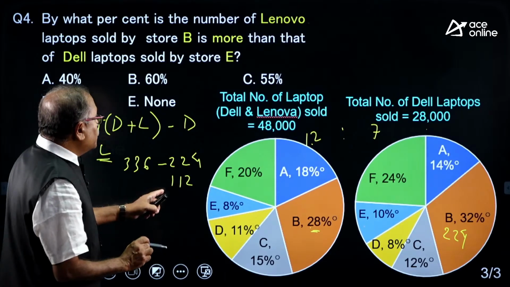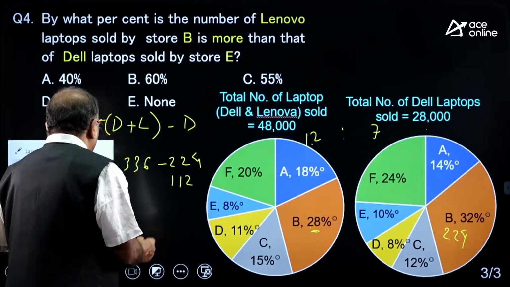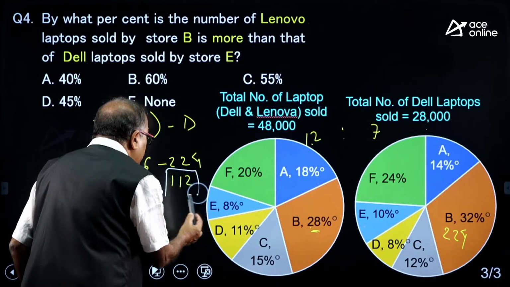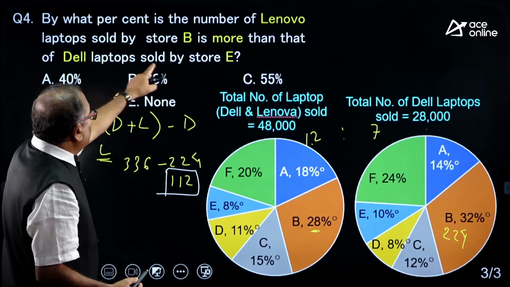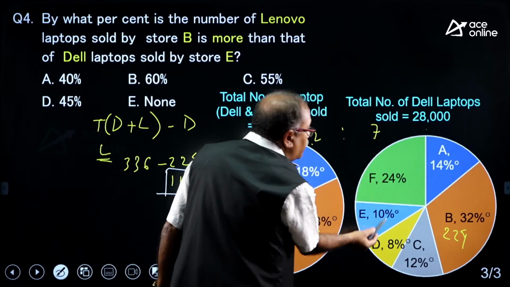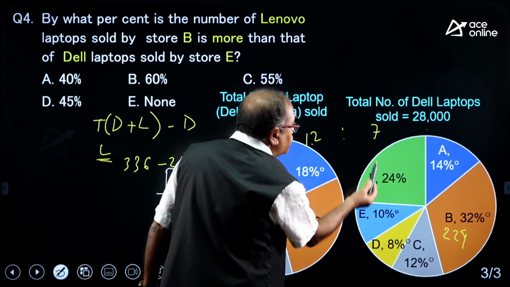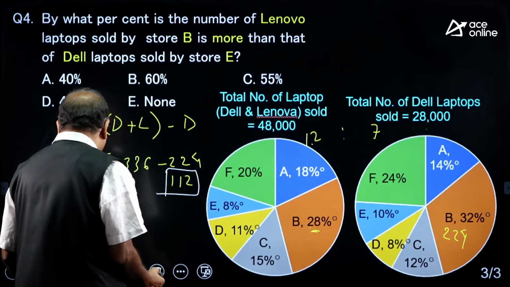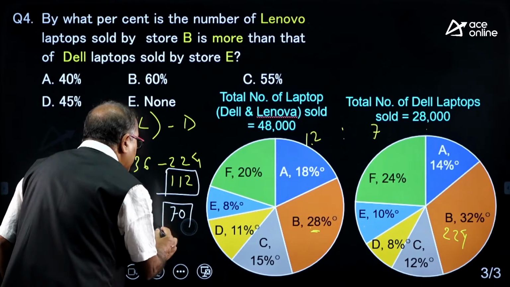So, what is this one? This one is the Lenovo from B. Come on, this is the Lenovo from B. Then the Dell laptop from E. The Dell laptop from E I can find from the second pie chart, and this is E. So 7 into 10, that comes 70. So my second figure is 70.